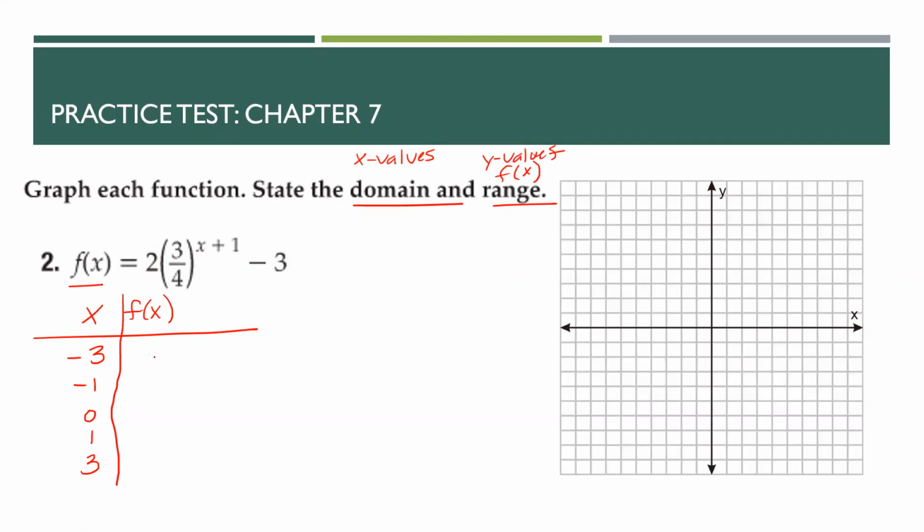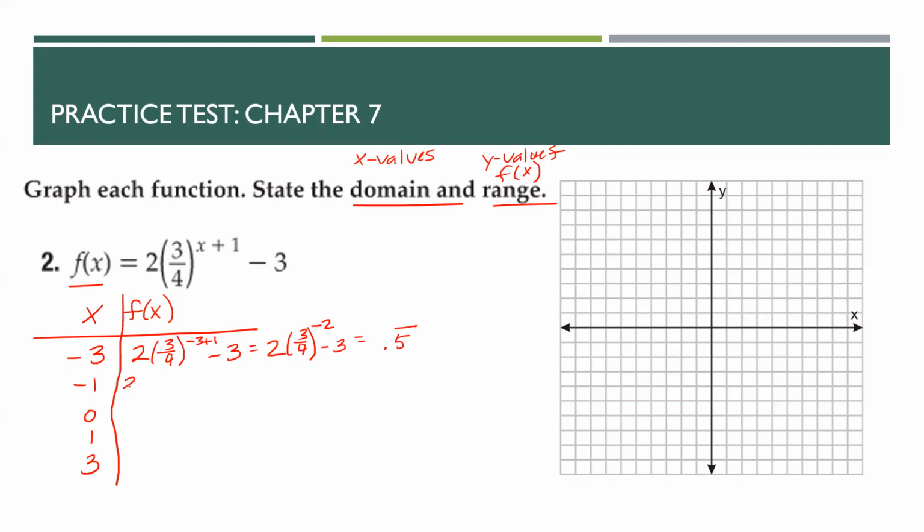So I would put 2 times 3/4 to the power of -3 plus 1, all of that minus 3. So this becomes 2 times 3/4 to the power of -2 minus 3. And then type that in the calculator: 3/4 to the power of -2 times 2 minus 3 ends up being 0.5555, and it keeps repeating, okay?